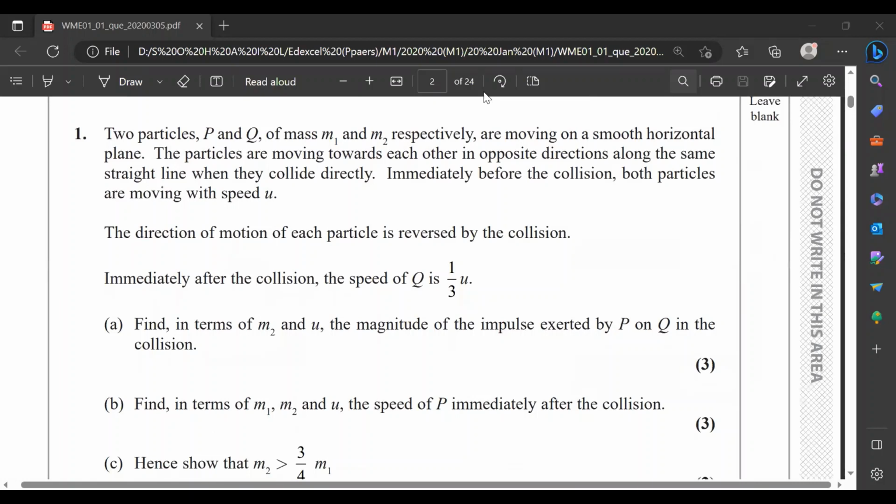Two particles P and Q of mass m1 and m2 respectively are moving on a smooth horizontal plane. The particles are moving towards each other in opposite directions along the same straight line when they collide directly. Immediately before the collision, both particles are moving with speed u. The direction of motion of each particle is reversed by the collision. Immediately after the collision, the speed of Q is 1/3 u. Part A: find, in terms of m2 and u, the magnitude of the impulse exerted by P on Q in the collision.